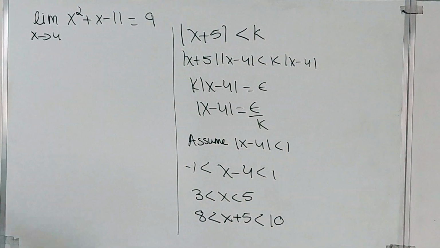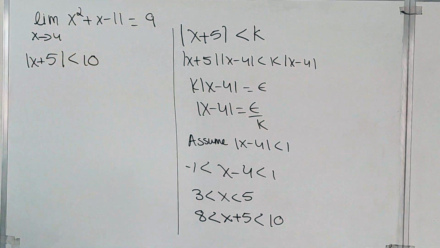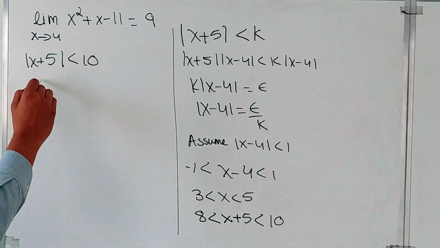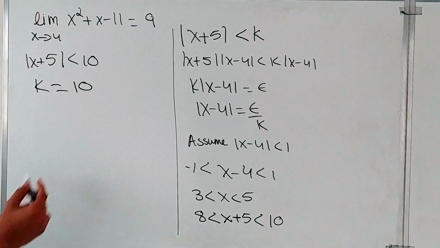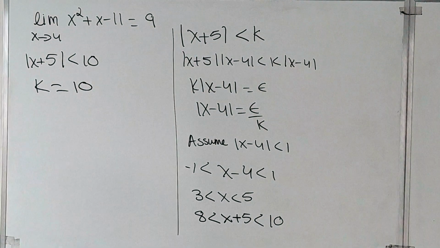So what we can say now is the absolute value of x plus 5 must be less than 10. Do you see the similarities? We can now say that k equals 10, because right over there and right over there, we can now finally do something with our lives and make something of ourselves.